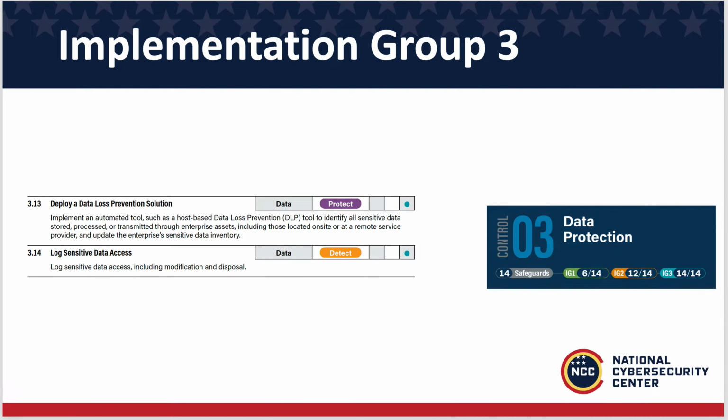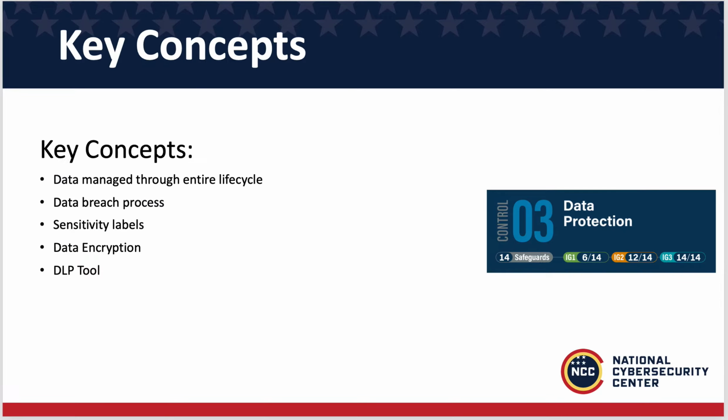And then implementation group number 3, a data loss prevention solution. So this is preventing exfiltration of sensitive data using some type of tool. Exfiltration when it is not authorized, and especially with your most sensitive data, you want to know who is accessing it and when, so that you can have a log for that in case there's a need for maybe incident response. You want to see and address a root cause or see what an attacker was going after.